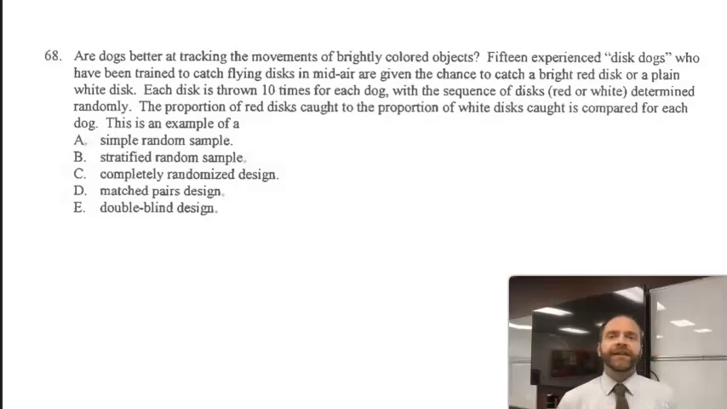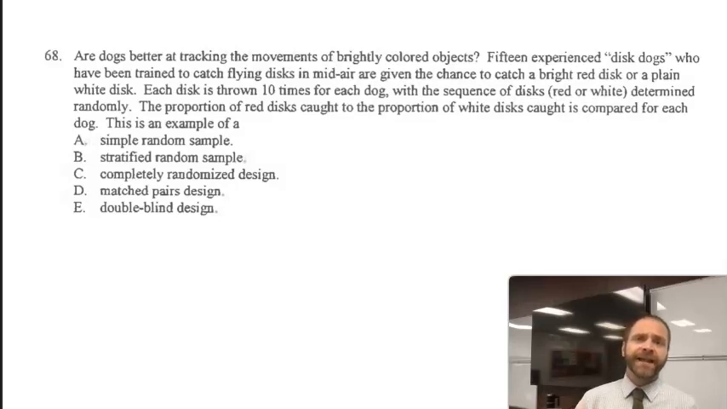We're looking at question 68 on the AP Statistics Midterm Review Packet, and before I read the prompt, I'm going to go ahead and read my choices here. I'm told this is an example of a simple random sample, a stratified random sample, a completely randomized design, a matched pairs design, or a double-blind design. Now, why is this important?